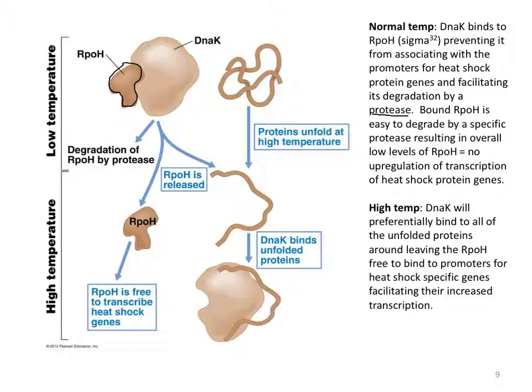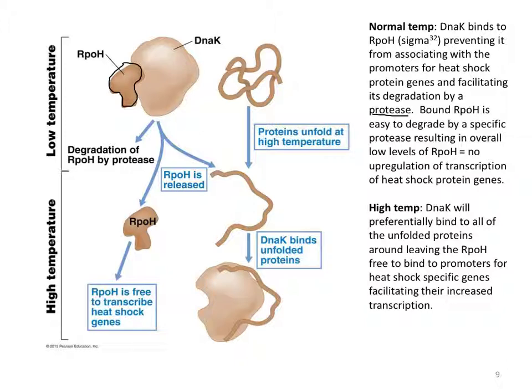So essentially DNA-K binds RPOH so that it can hold the RPOH up so that the RPOH cannot get away from proteases, and that results in the degradation of RPOH, resulting in overall low levels of RPOH. If there are low levels of RPOH, then it's not available to bind to the promoter region of heat shock protein genes, and they don't get transcribed.